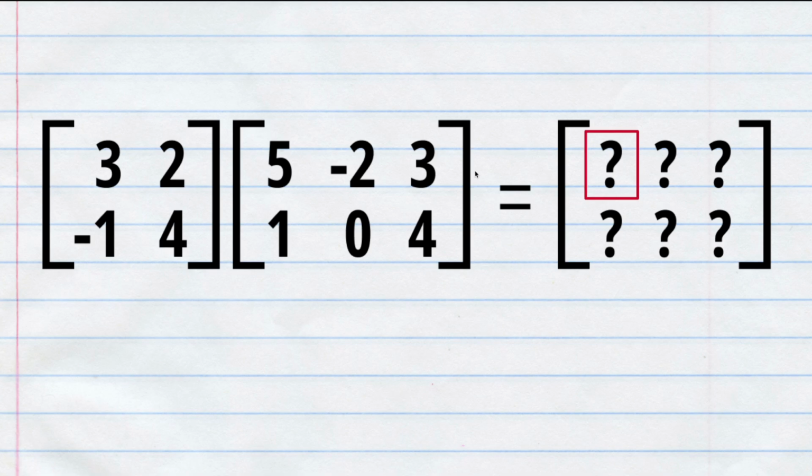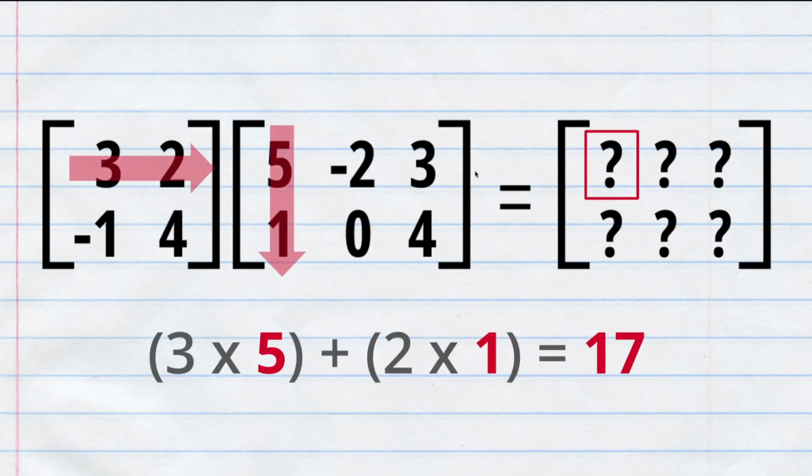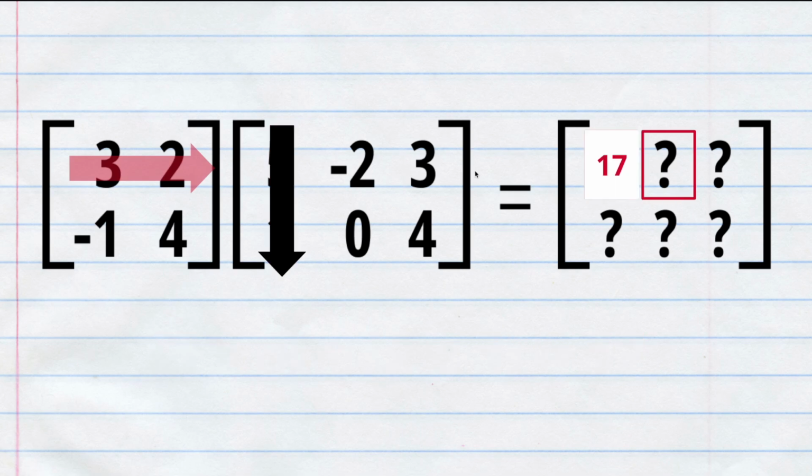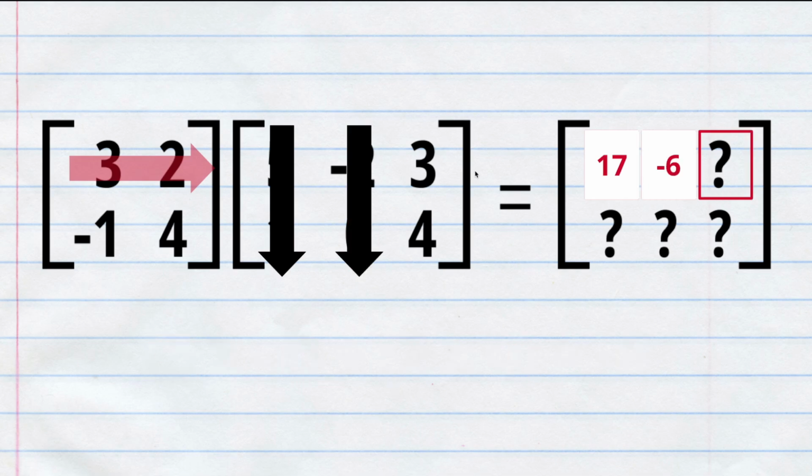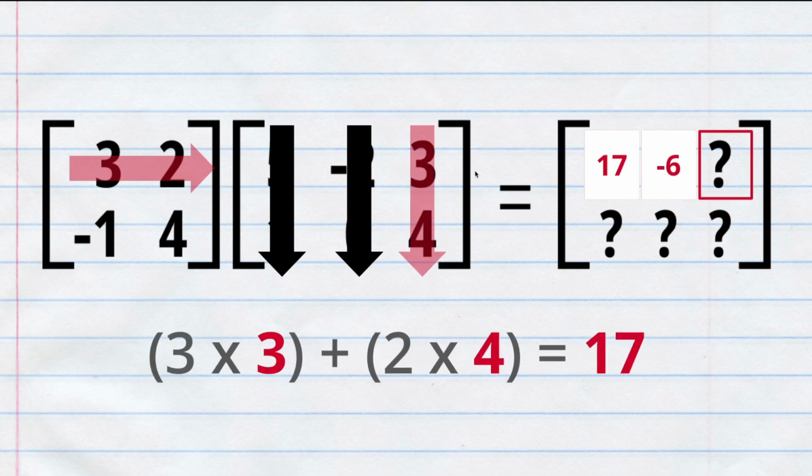We will use the matrix on the left row by row. And we will use the matrix on the right column by column. 3 times 5 plus 2 times 1. Then, we proceed to the second column. 3 times -2 plus 2 times 0. Finally, the last column. 3 times 3 plus 2 times 4.